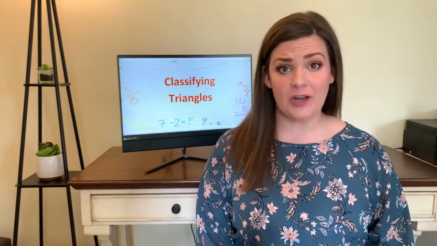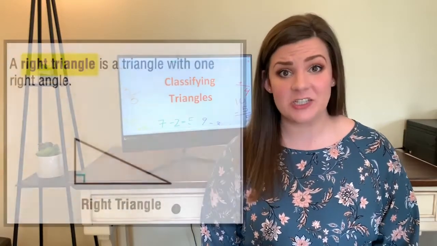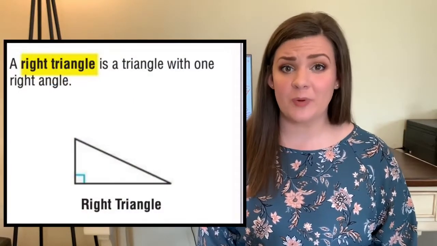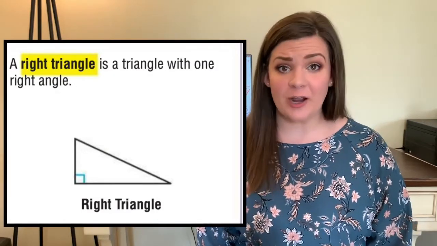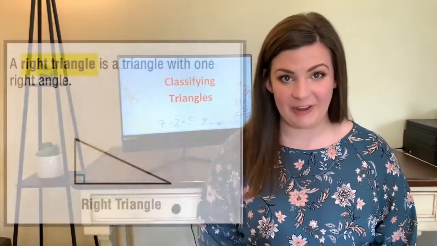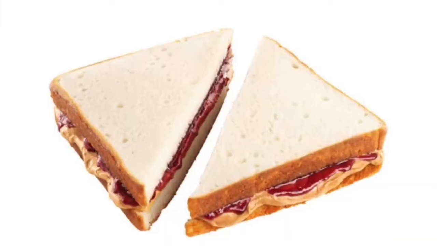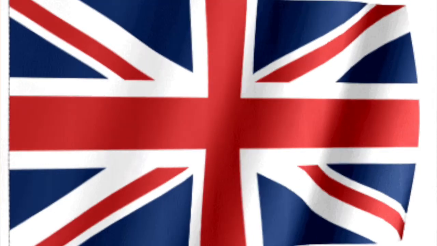The first category of triangles we're going to talk about are called right triangles. In order to be able to recognize a right triangle, you have to be able to recognize a right angle. A right triangle is a triangle that has 1 right angle. We see right triangles in our sandwiches, stairs, and the United Kingdom's national flag.